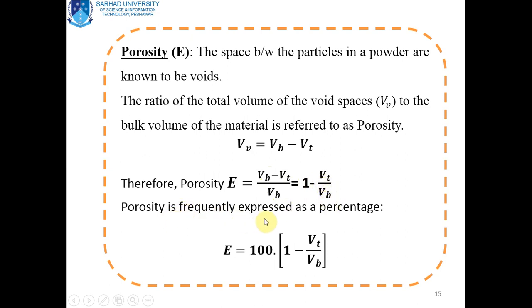Porosity is frequently expressed as a percentage, so E is equal to 1 minus VT by VB, and in this formula we have to multiply by 100 in order to get the percentage. So this is the formula for the percent porosity, because porosity is frequently expressed as a percentage.